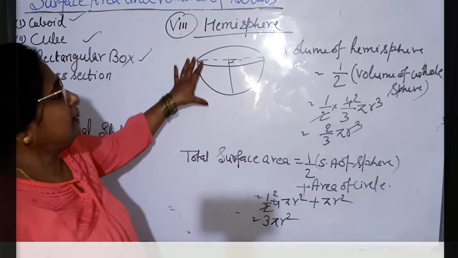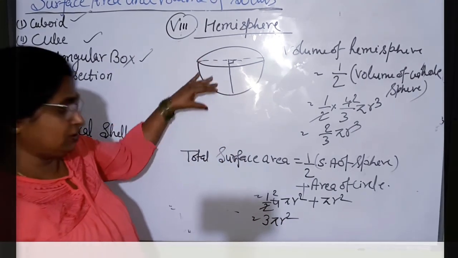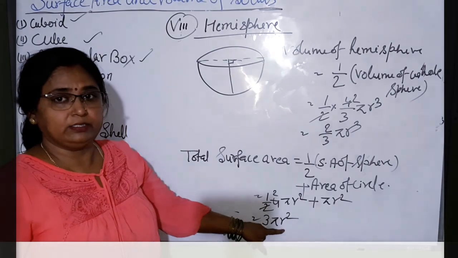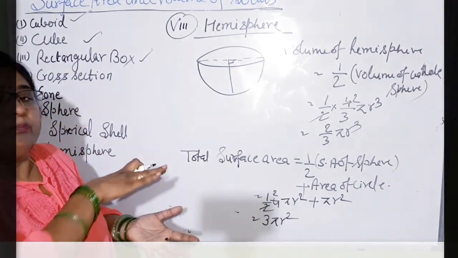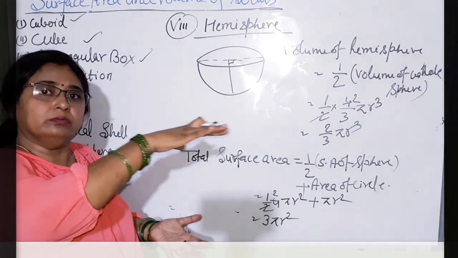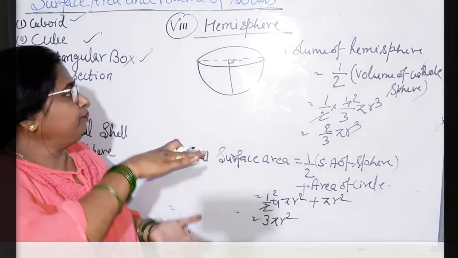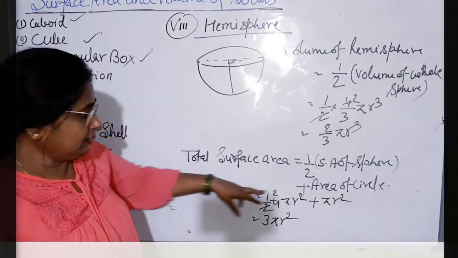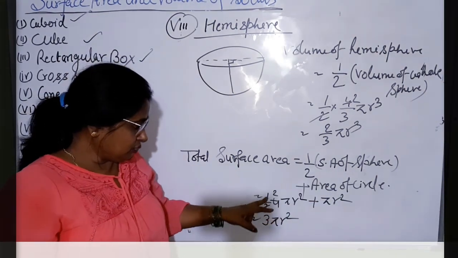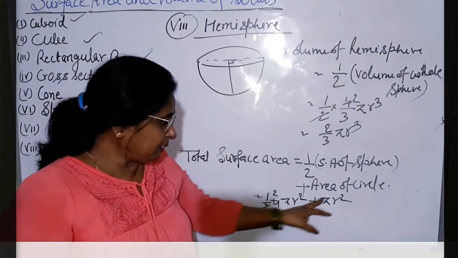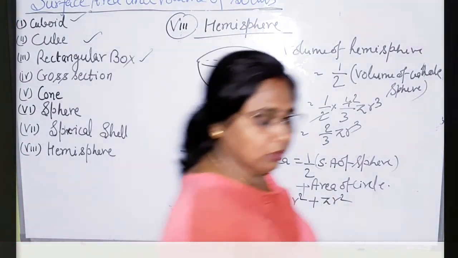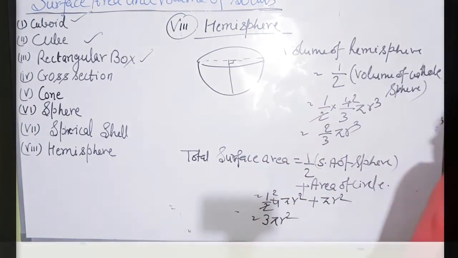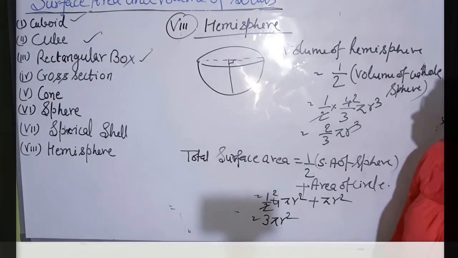That's why the total surface area of the hemisphere is 3 pi r square, because it is all the spherical portion plus the circular portion, the area of the circle: 1 by 2 of 4 pi r square plus pi r square, that is 3 pi r square. Okay, now all your topics of mensuration are completed.